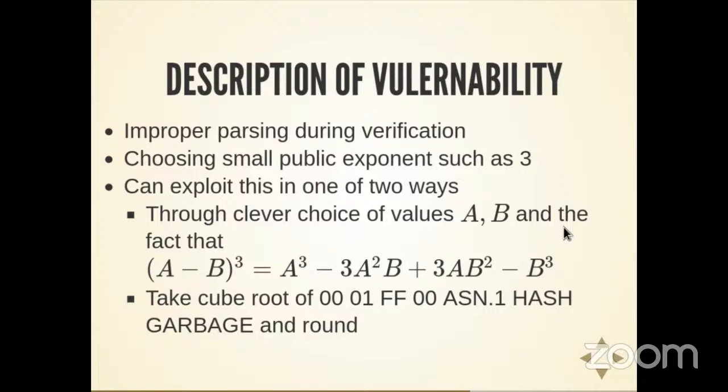Basically, the way you can do this in practice is by taking the cube root of, and remember that I mentioned this is applicable to small exponents like 3. So in that case, you take the regular cube root on your calculator of something that looks like this, where you have 0001 F 00, hash, and then garbage. Rounding it so that it's an integer should produce something where, when you cube it back again, the highest bits up through here are still okay, but the garbage might change, but we didn't really care what the garbage was anyway.